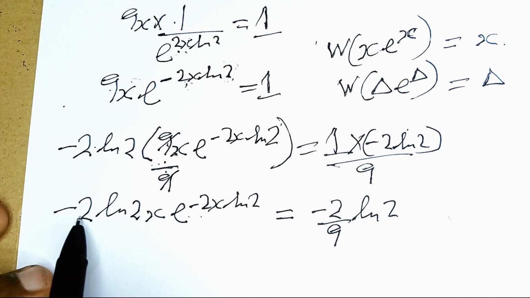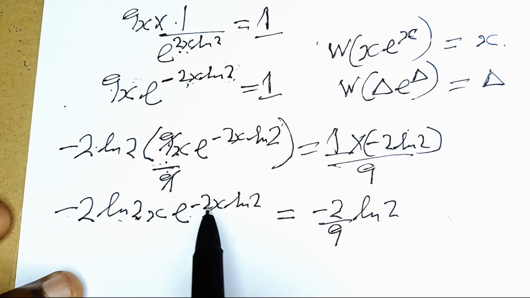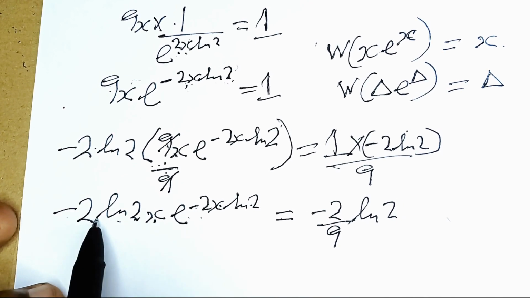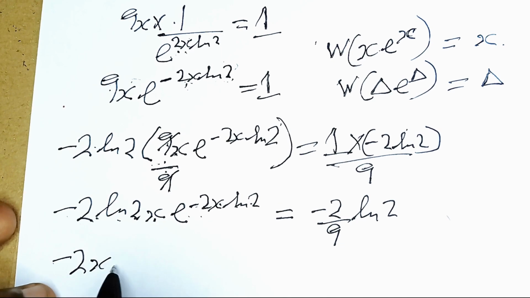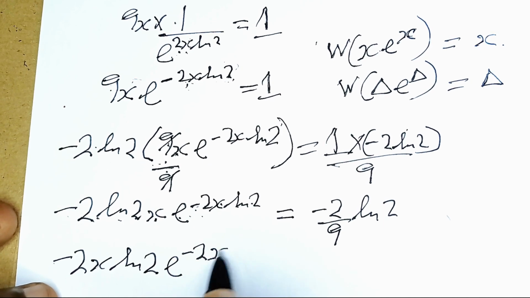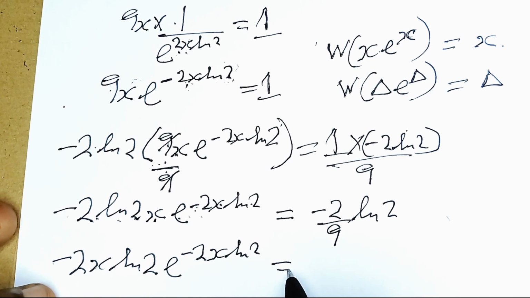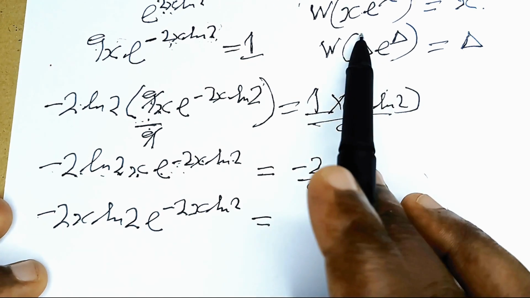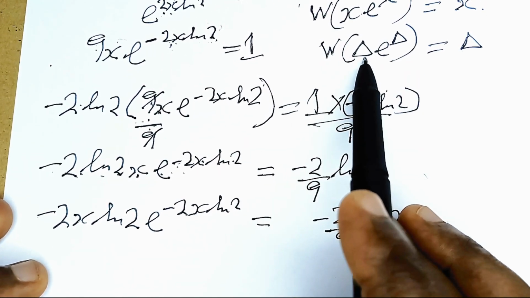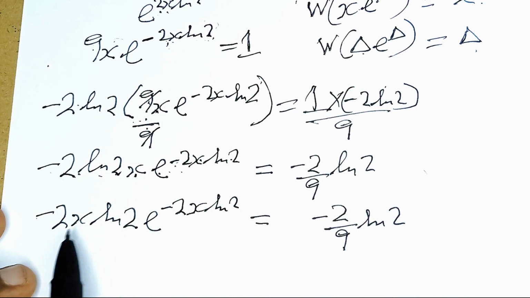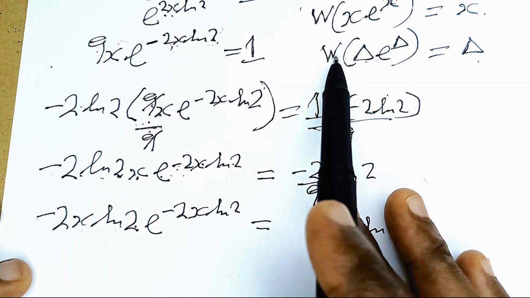So now we have minus 2 ln 2, and here we have minus 2x ln 2. Now there is an x here, so this x comes here. So we have minus 2x ln 2 exponential minus 2x ln 2 is equal to minus 2 over 9 ln 2. If you remember what I said, when you have something times exponential of that thing, finding the Lambert W function will give you that thing. So we can introduce our W function.